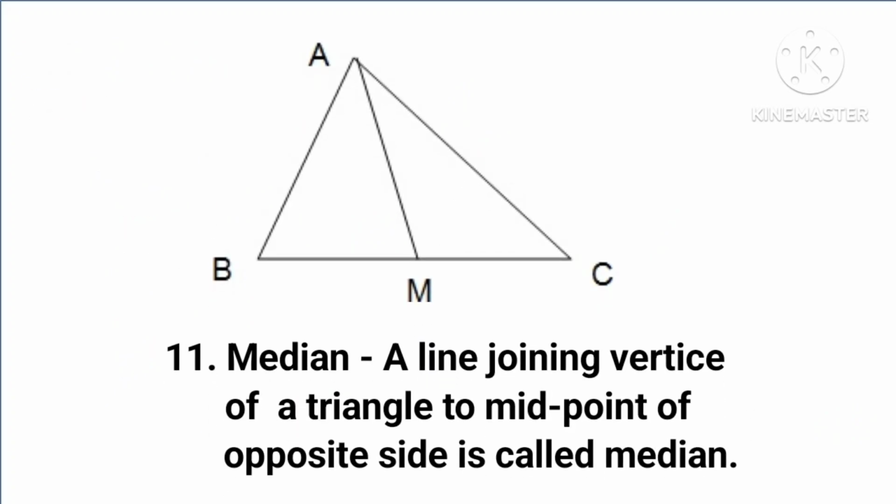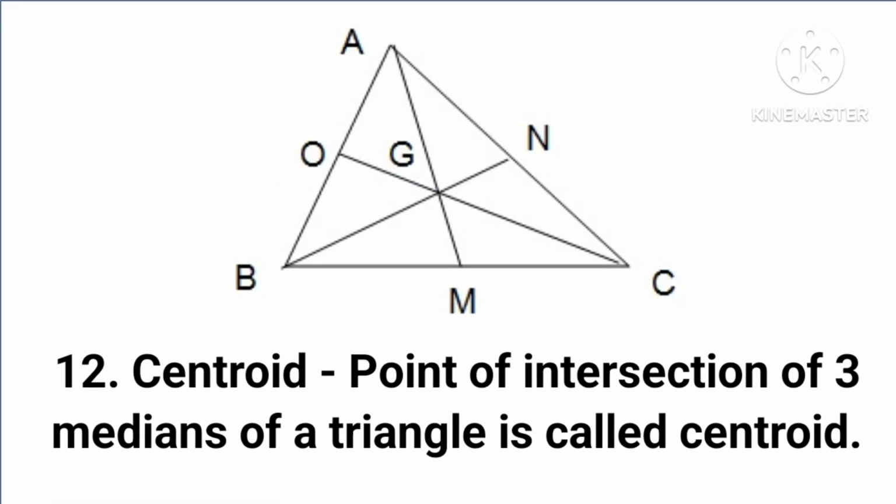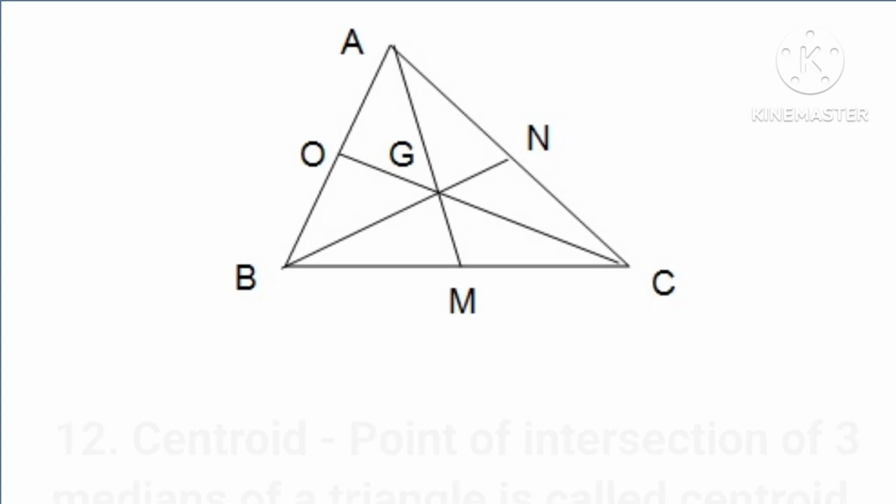11. Median. The line joining the vertex of a triangle to the midpoint of the opposite side is called a median. 12. Centroid. The point of intersection of three medians is called the centroid of a triangle.